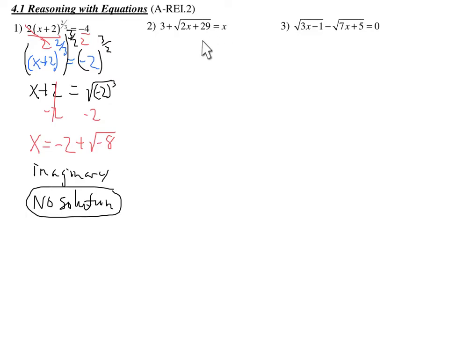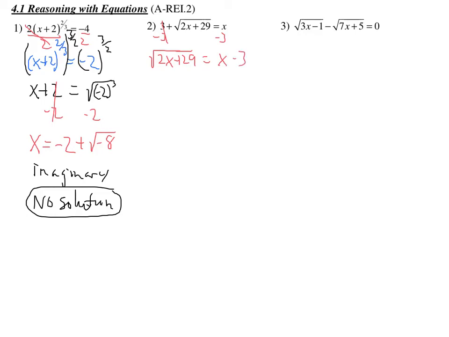When we solve number 2 here, before I start getting rid of any square roots by squaring, I want to get this square root isolated or by itself. So to get this square root right here by itself, I have to get rid of that 3. Since it's a positive 3 and it's held on by adding, I'm going to minus that 3 over. And I now have the square root of 2x plus 29 equaling x minus 3.